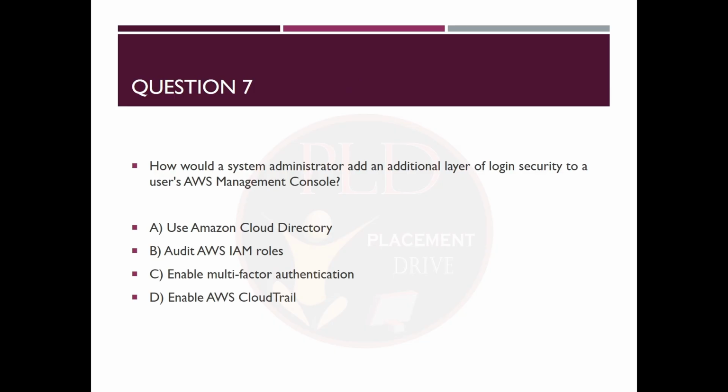So here is the seventh question. How would a system administrator add an additional layer of login security to a user's AWS management console? So here are the options. Option A is use Amazon Cloud Directory. Option B is audit AWS IAM roles. Option C is enable multi-factor authentication. Option D is enable AWS CloudTrail.